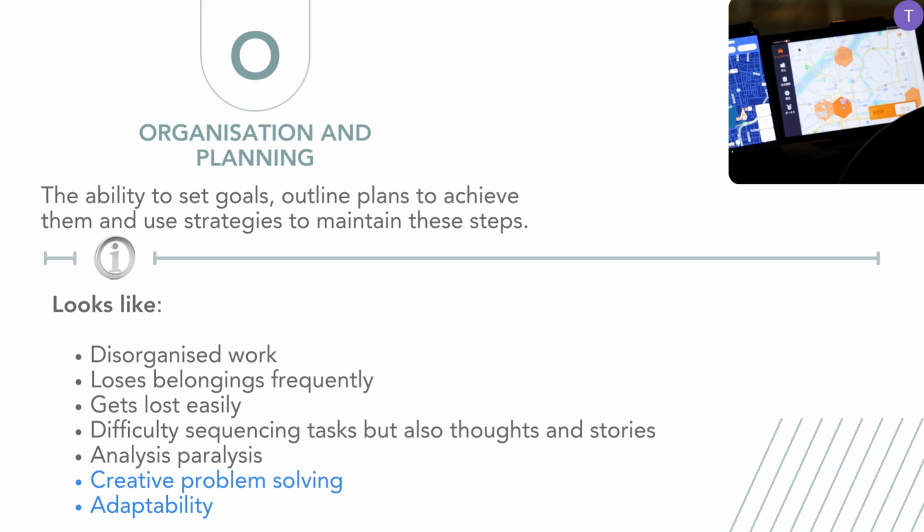So it looks like disorganized work, losing belongings frequently. It can also look like getting lost inside the school, even though they may have been going there for a while and they should know exactly where they're going.